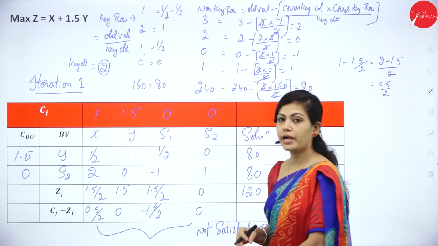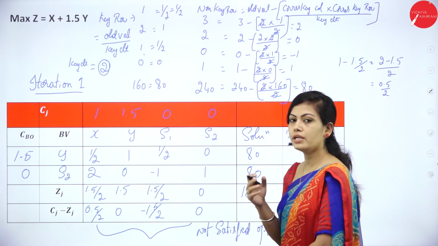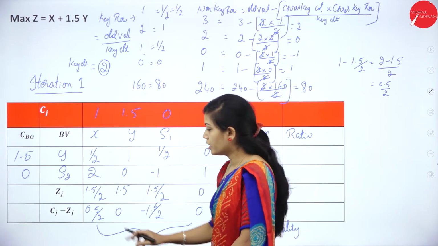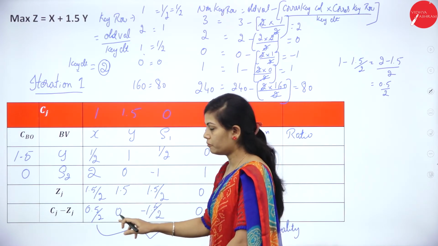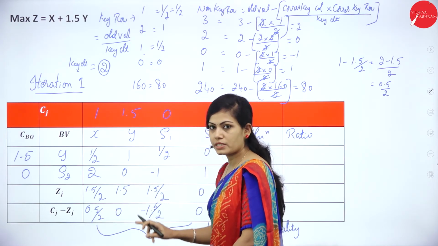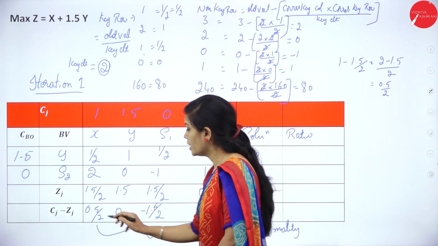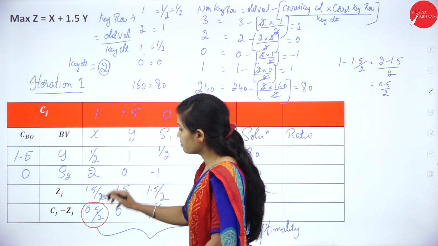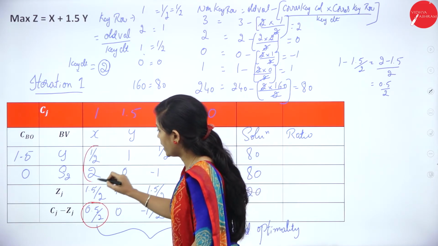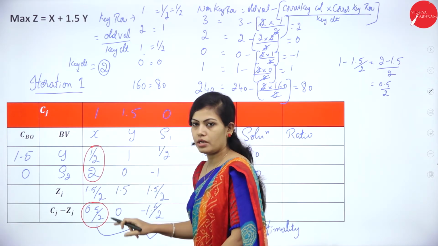Before that, we have to find the key column, key row and key element also. For finding the key column, we have to check the maximum positive value in Cj minus Zj. The maximum positive value is 0.5 by 2. It comes under the column called X. This is my key column.